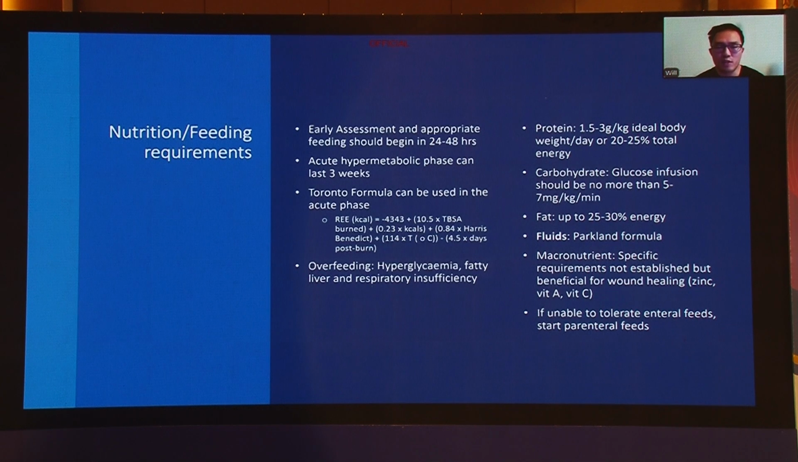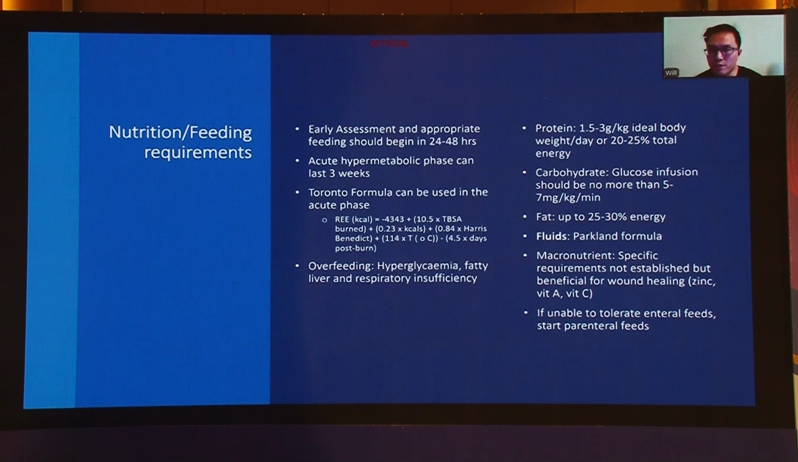You may use different types of formulas. However, it's important to note that we also don't want to overfeed. Excessive carbohydrate feeding can increase carbon dioxide production, and can cause hyperglycemia and fatty liver. Overfeeding of protein can result in uremia, dehydration, and metabolic acidosis. Overfeeding fats can cause hypertriglyceridemia as well as compromised immunity. On the right side of the table are some general points of what you want to aim for in terms of your protein, carbohydrate, and fat intake.